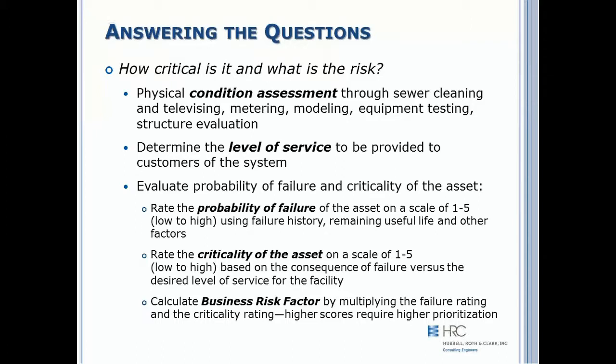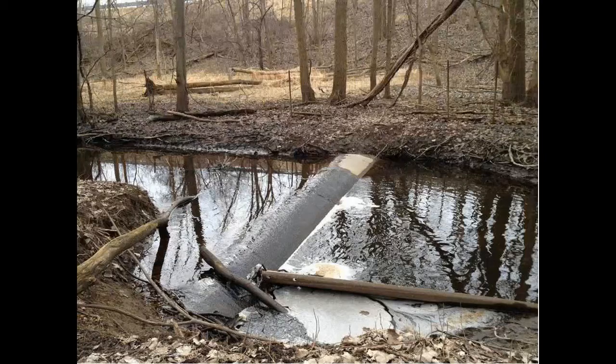The risk of failure of an asset and the criticality also factor into prioritizing investment to ensure dollars go where needed most. A business risk factor can be determined by rating the probability of failure of the asset on a scale of 1 to 5, with 1 being the lowest and 5 being the highest, using failure history, remaining useful life, and other factors. Then you rate the criticality using the same scale of 1 to 5, based on the consequence of failure versus the desired level of service for the facility. If you multiply the failure rating by the criticality rating, the result will indicate which assets require higher prioritization.